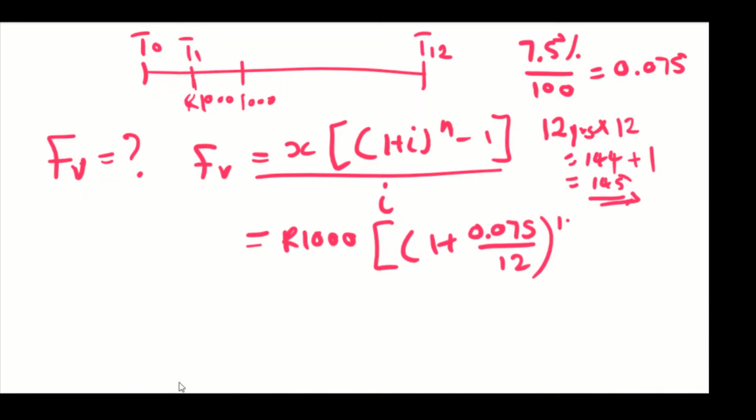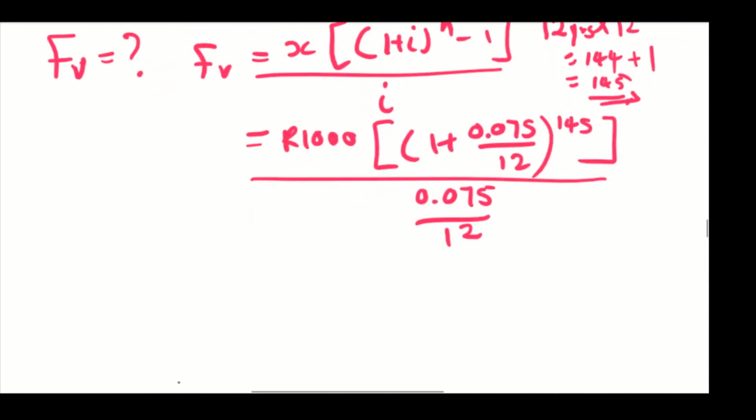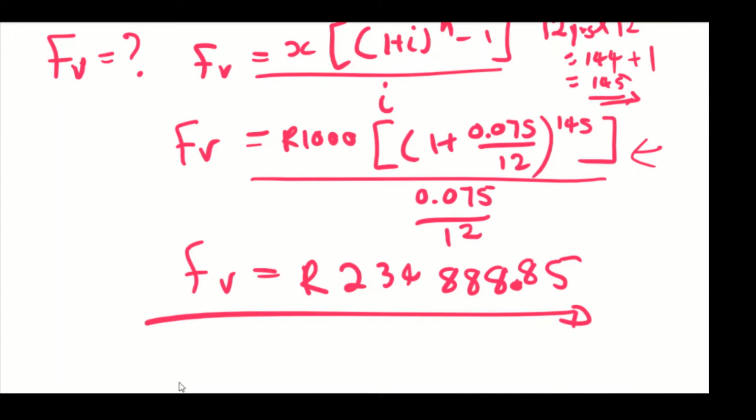So we're going to have 145 here, and then divided by 0.075 over 12. You're just going to punch everything that you see here in your calculator so that we can find the future value annuity, which will be 234,888.85. So this is the future value annuity of this investment that has been made here.